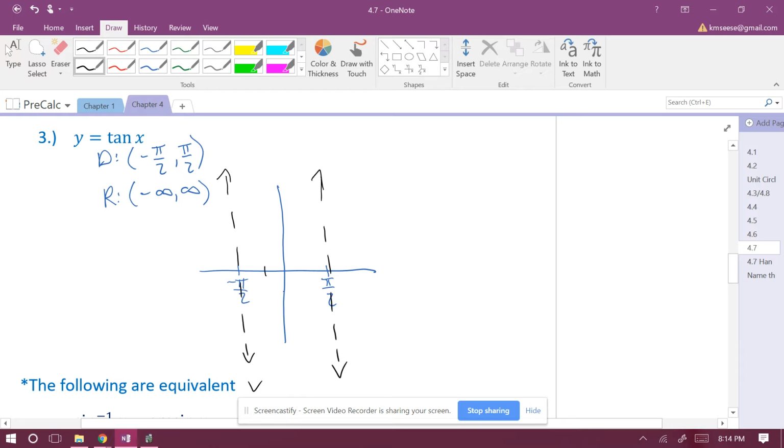And you're still going to have negative pi fourths. You're going to be at negative 1, 0, 0 at pi fourths, 1. So you'll just have your basic tangent.